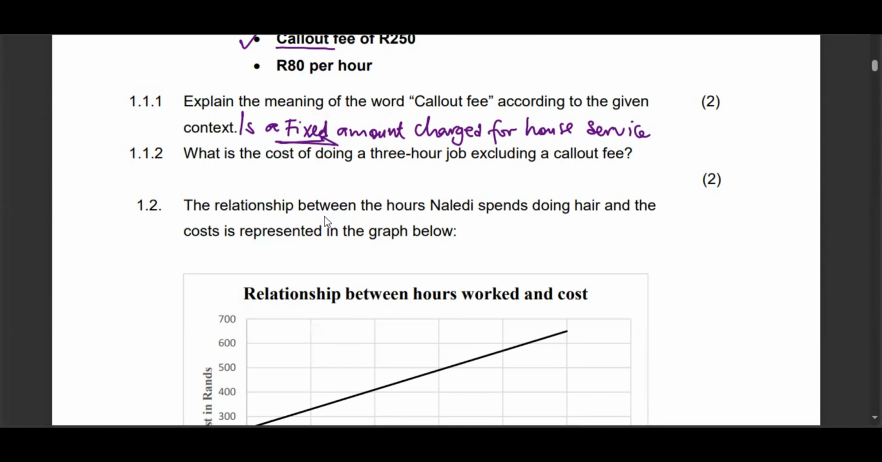What is the cost of doing a 3-hour job, excluding the call-out fee? Now, remember, each hour is 80 rands. So we are multiplying by 3. So approximately this is 240. That's how much it will cost for 3 hours. Then we go down here.